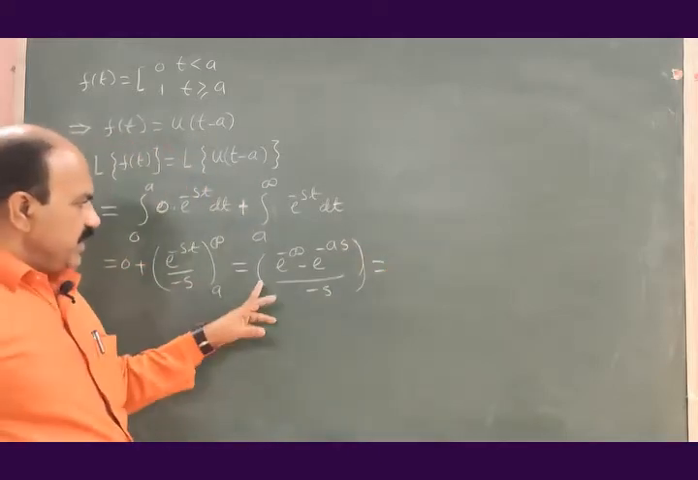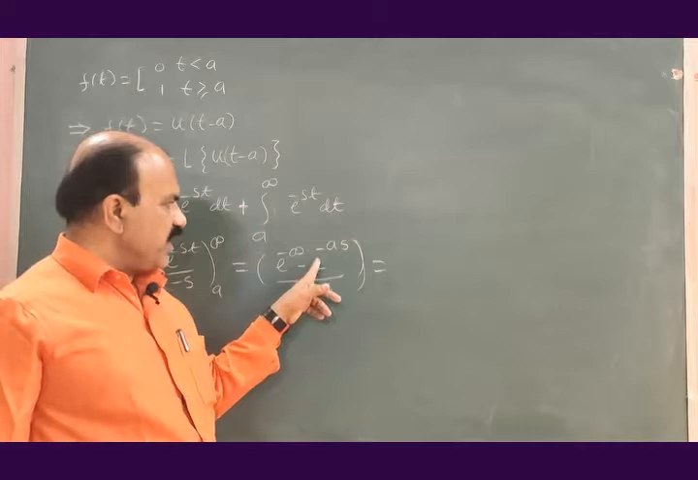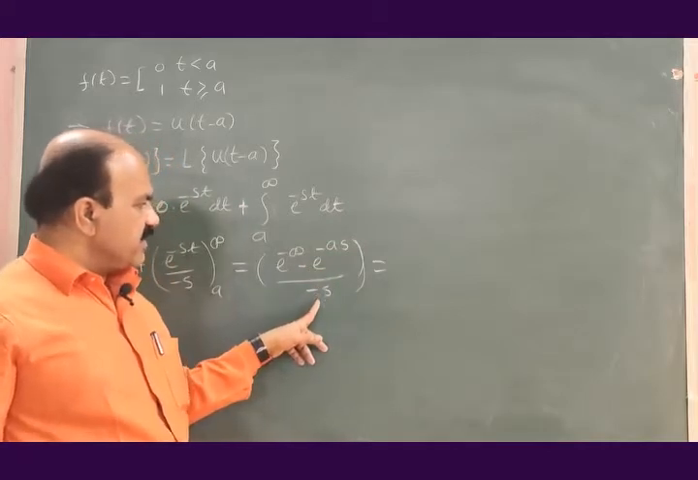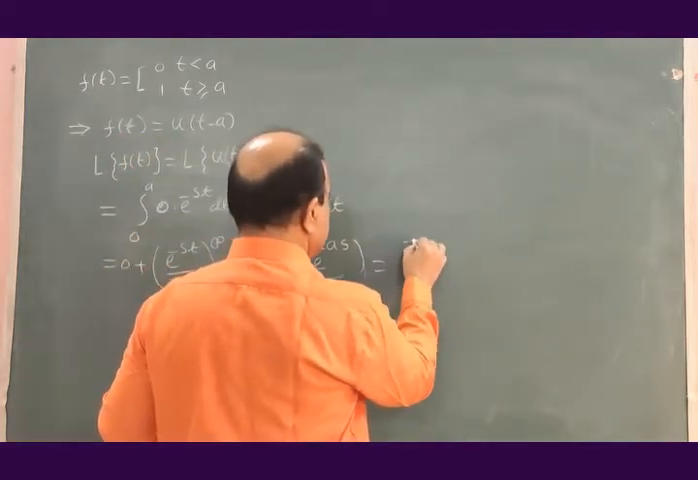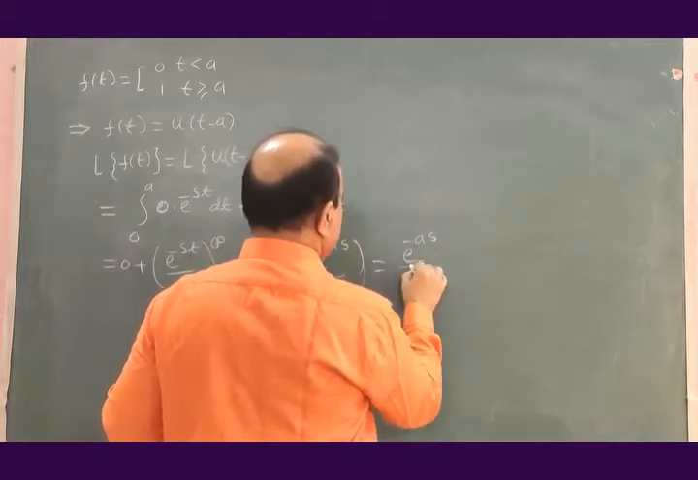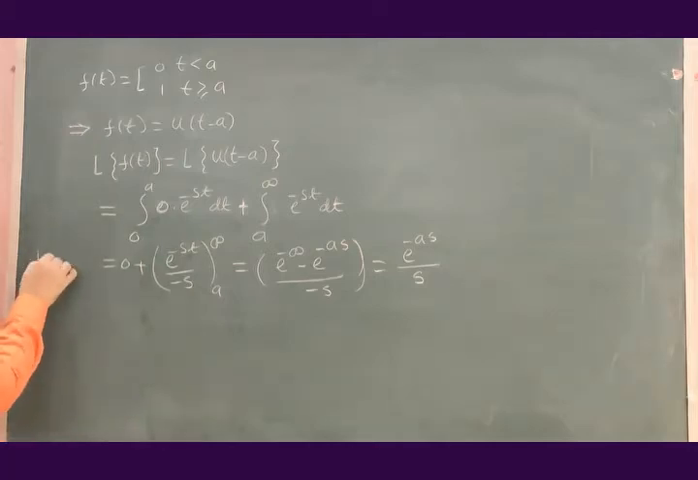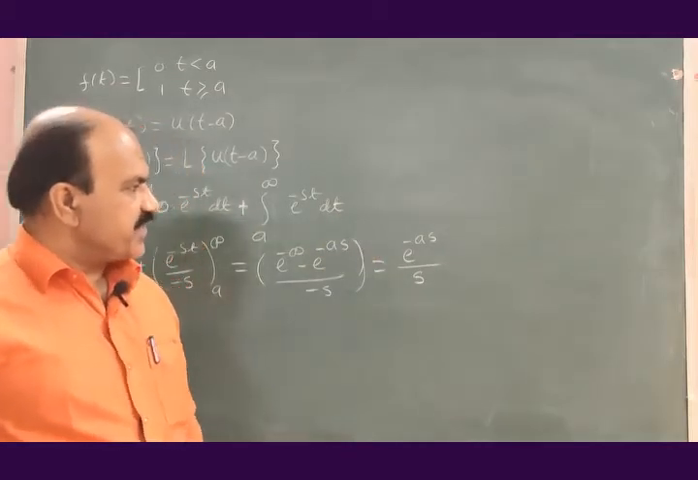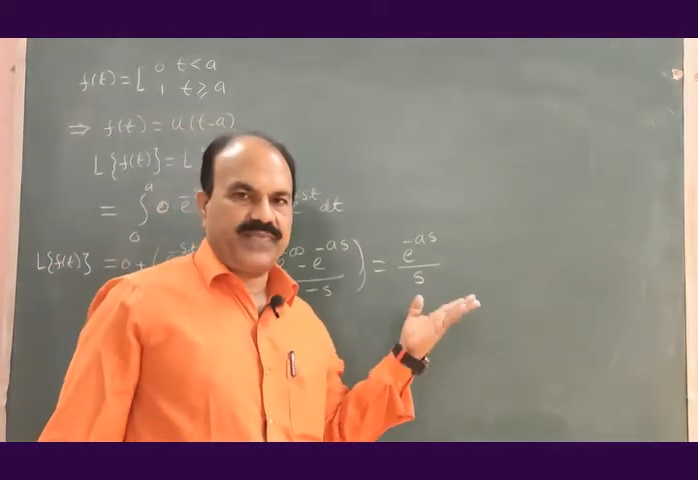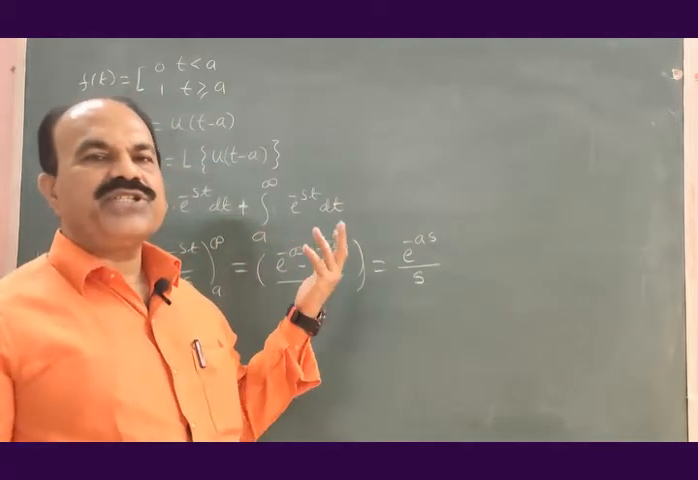This is equal to, e to the power minus infinity is 0. So minus e to the power minus as divided by minus s, the minuses get cancelled and you will have the answer simply as e to the power minus as divided by s. So, Laplace transform of given f of t is simply e to the power minus as divided by s. This is about the problems on unit step function.